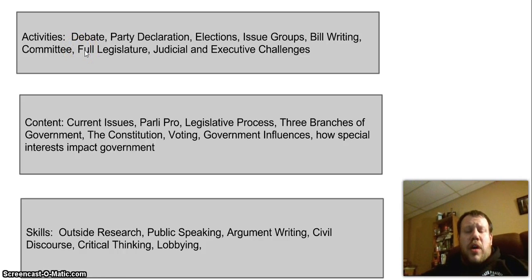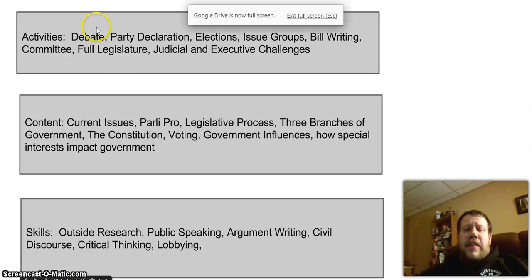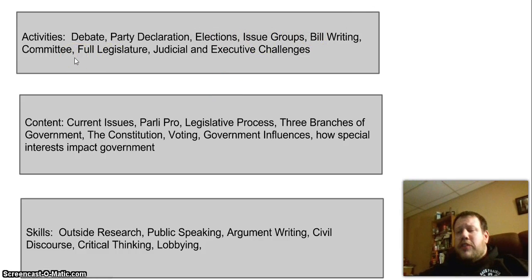We have everybody together in one big group, and we're going to be running basically a full assembly session, debating bills and voting on bills. After that's all done, I want to do a formal executive and judicial challenge. If some of our bills are passed or vetoed, we may do an executive challenge and try to override that veto as well. So it's very simulation-based and active, with our party declaration and election, our issue groups and bill writing, and committee day, where students will be in committees and pass or fail bills based off of their floor debate.